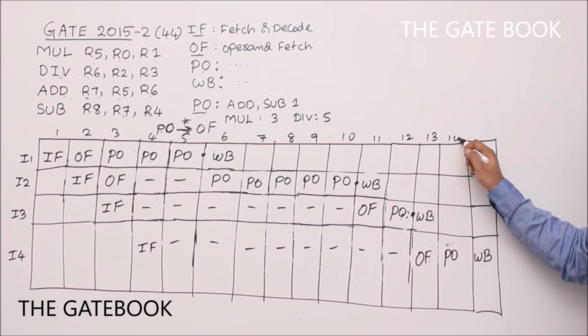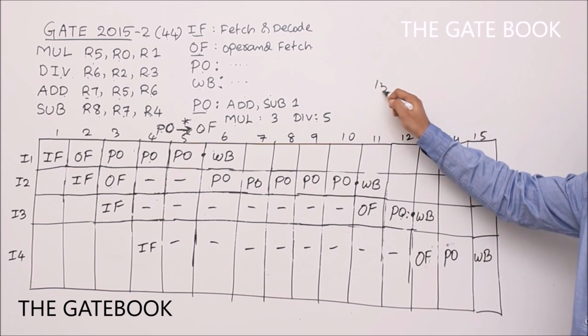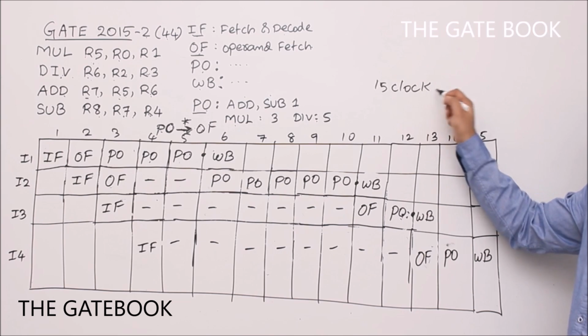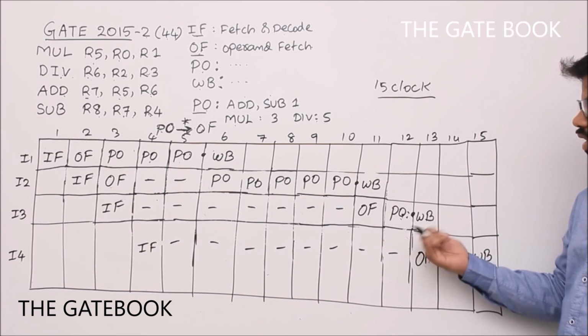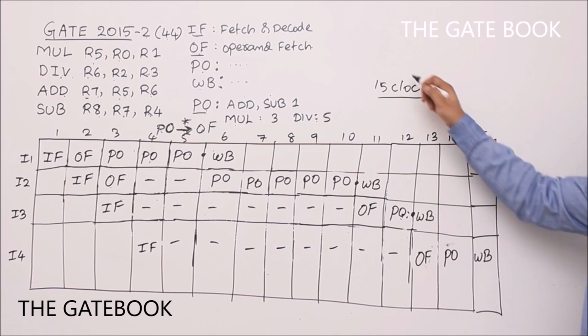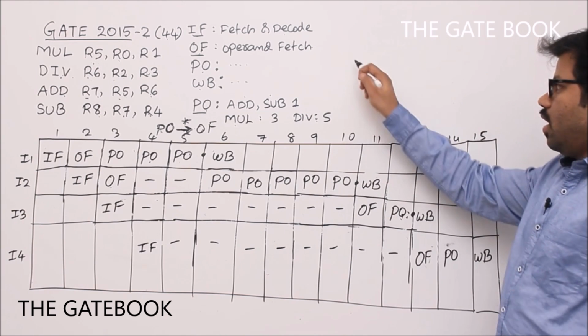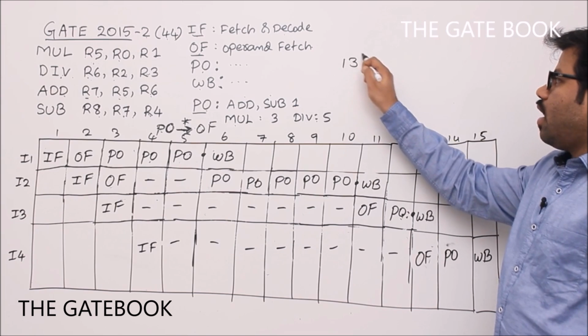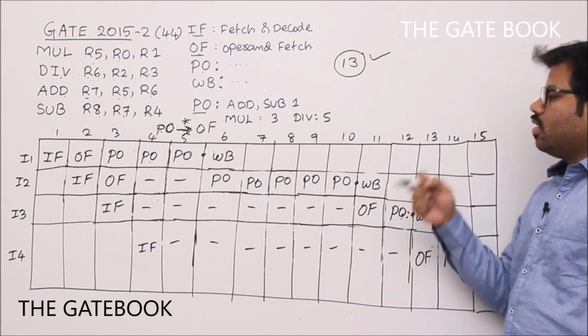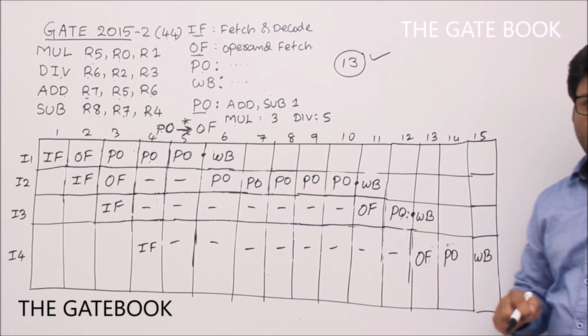So if this is the case, then answer is what? 15 clock cycles. This is the general answer, every time. So we'll solve the questions like this, right? Already we solved some questions like this. But in the exam, in the key paper, they have given the answer as 13. How can you get 13 as the answer, right?